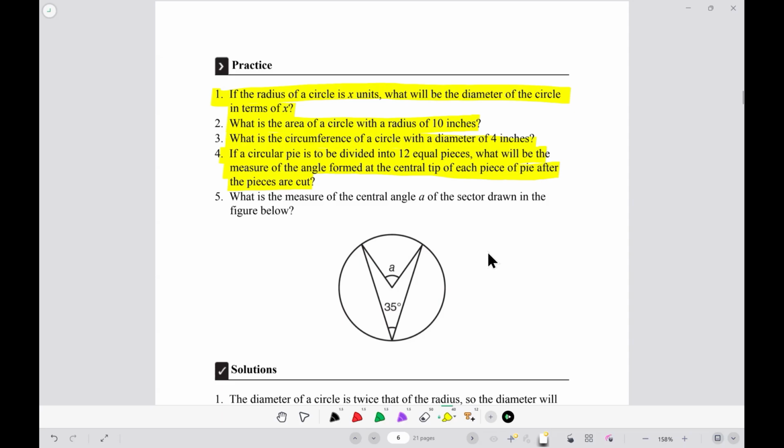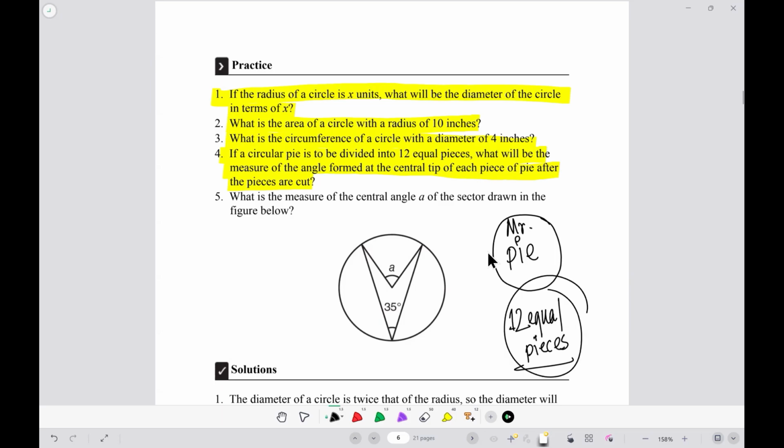What will be the measure of the angle formed at the central tip of each piece of pie after the pieces are cut? Do you understand what they're trying to mean? So basically, this is a pie. This is Mr. Pi, and we are cutting Mr. Pi into 12 equal pieces.